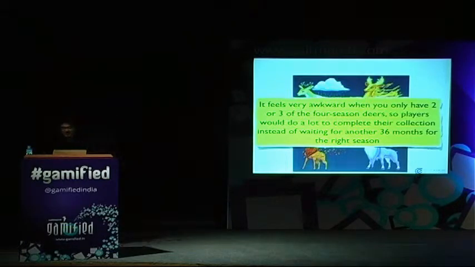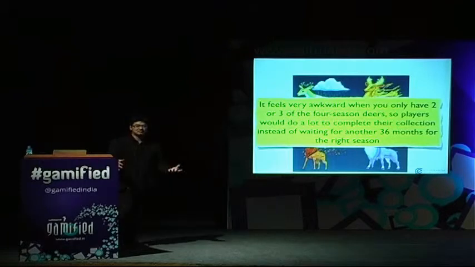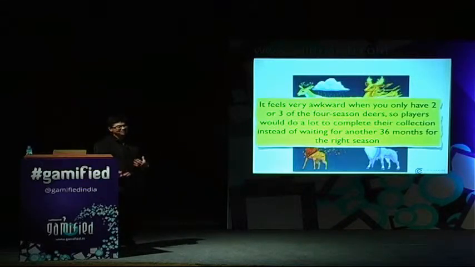And the problem here is that if you want to get the other ones, you have to wait 3 months, or 6 months, right? So at that point in the game, people go crazy about trading. It's like, hey, who has the summer deer? I want the summer deer, because they don't want to wait 6 months. And so people, again, are willing to pay real money to get that.